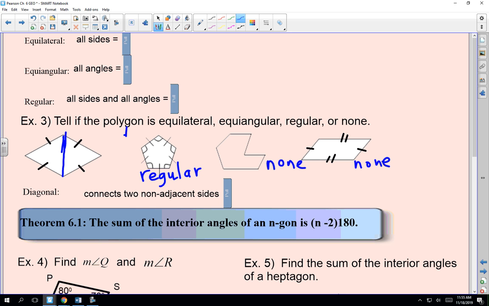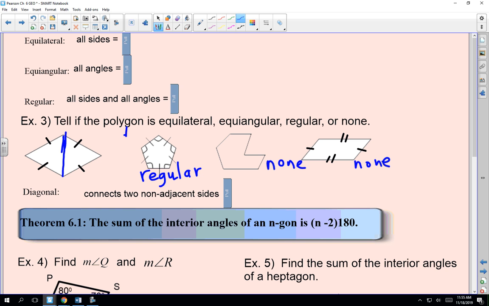And it's called triangulating. It's breaking into triangles. Not overlapping triangles, but two distinct triangles. And because of the triangle sum theorem, I can say that the sum of all the angles in here is 360. And you can do that with a pentagon and a hexagon.